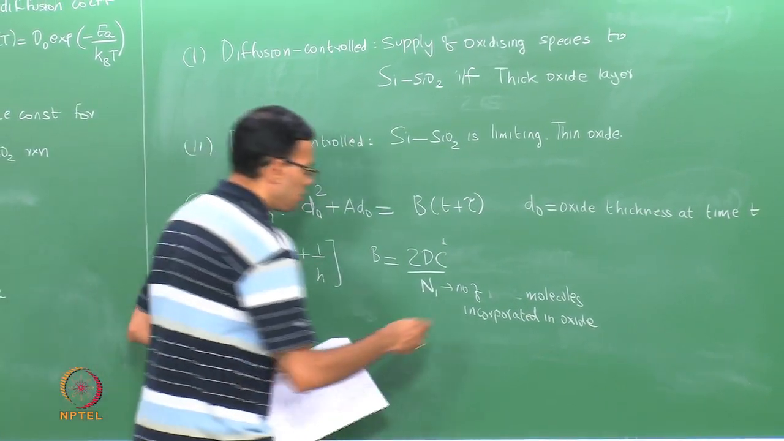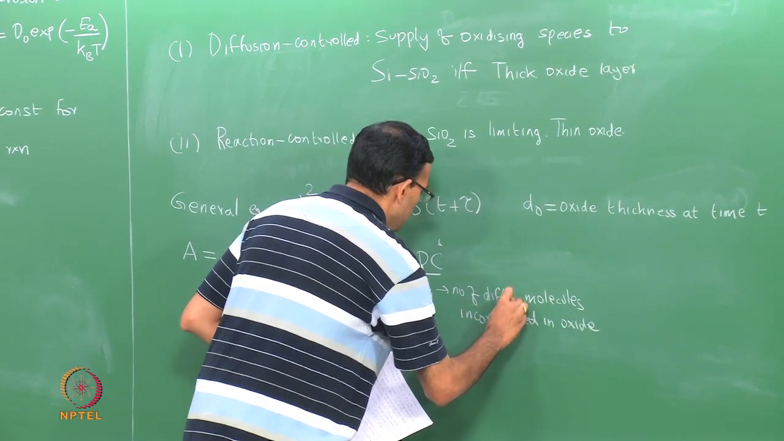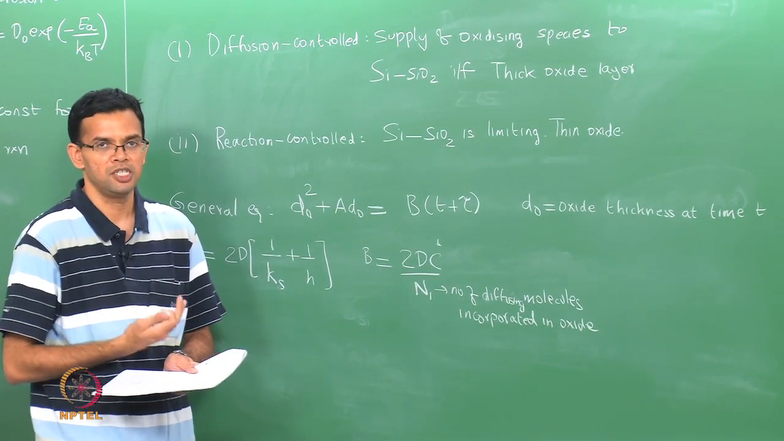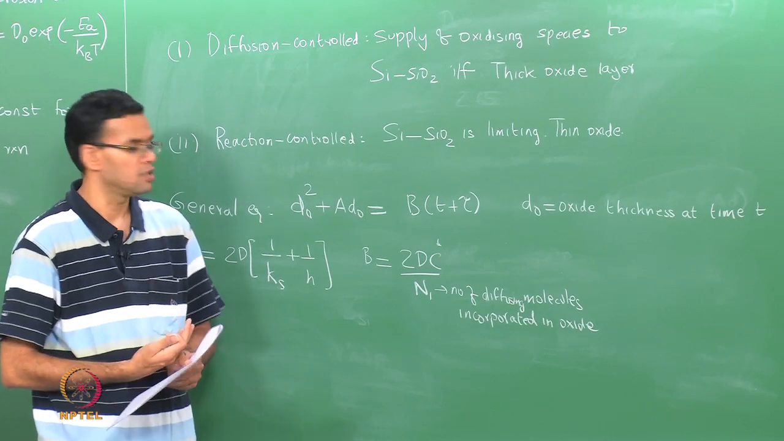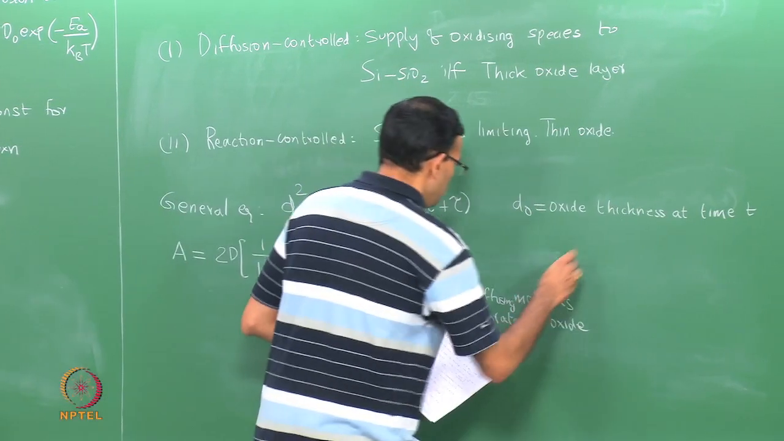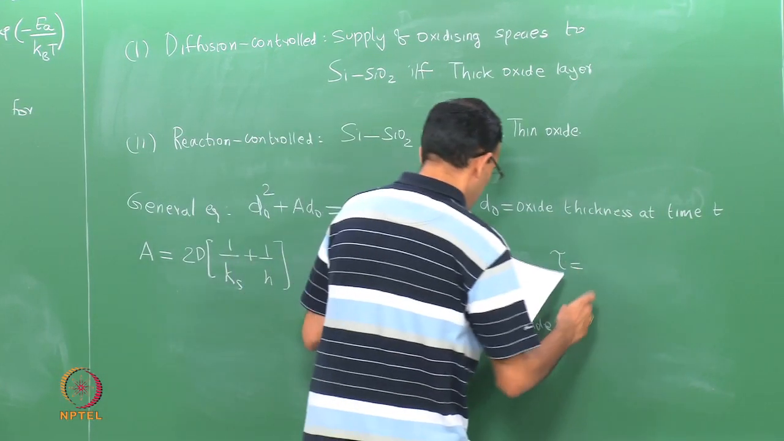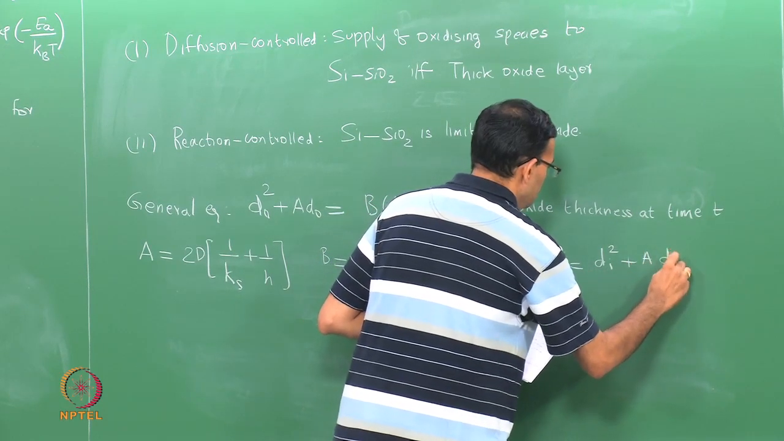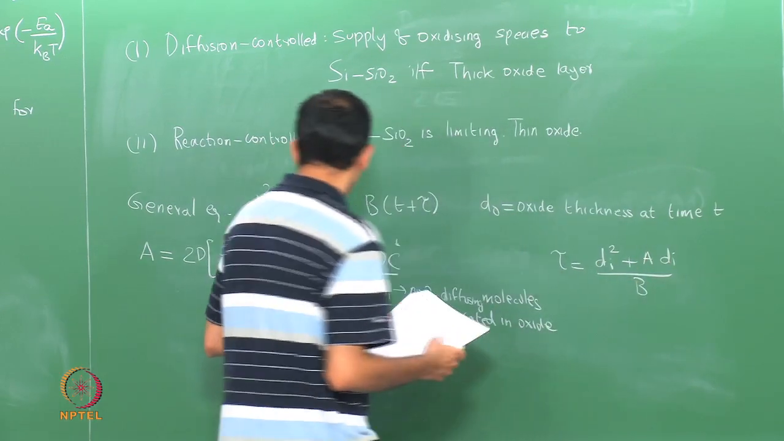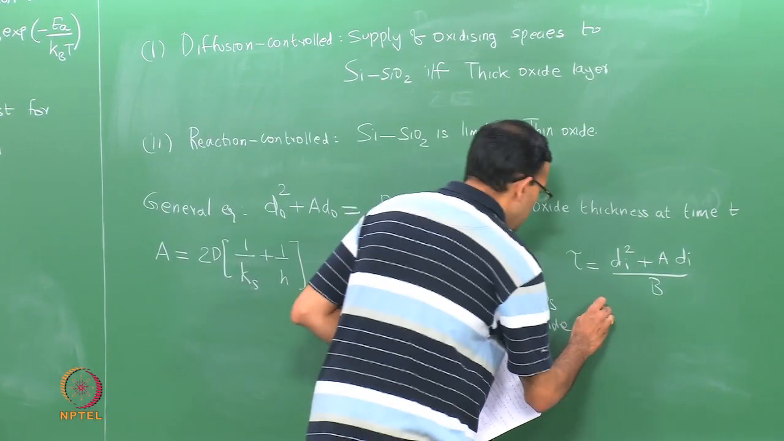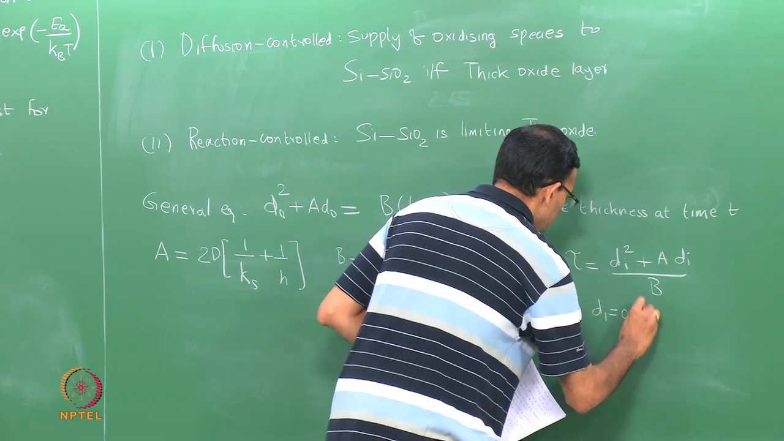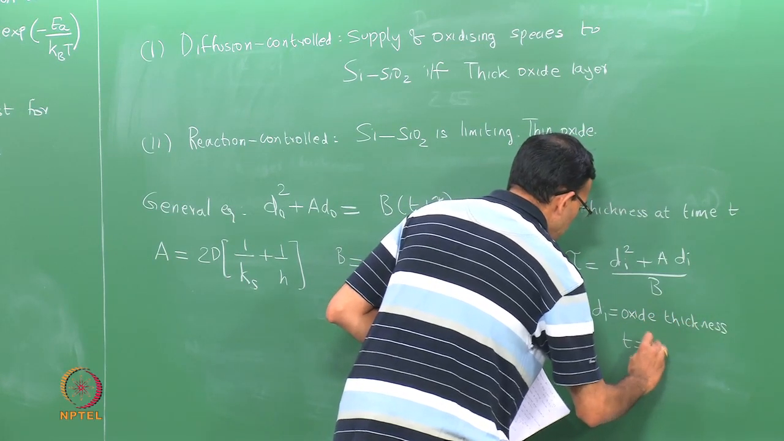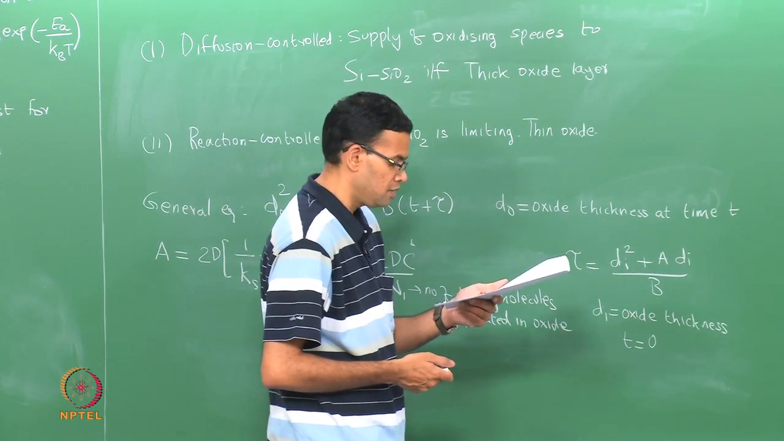So, this is again the diffusing species. Let me just write diffusing molecules. This will be different whether you have oxygen as the diffusing species or water as the diffusing species. Tau is nothing but d I square plus a d I by b, and d I is the oxide thickness at time t equal to 0. So, this is the initial oxide thickness.